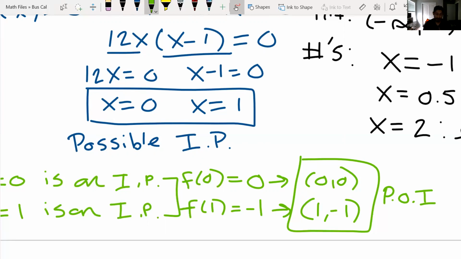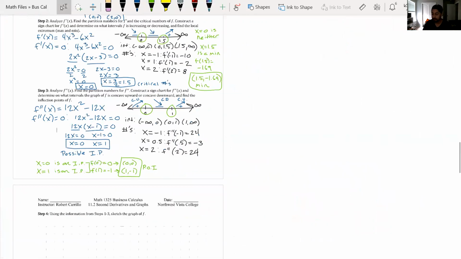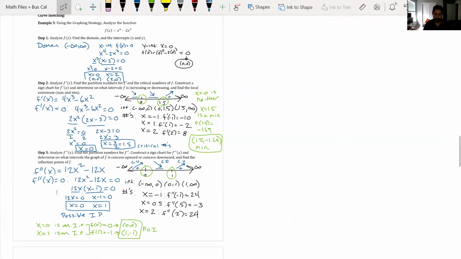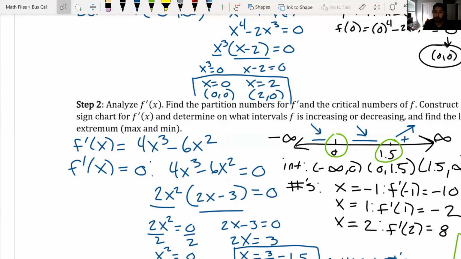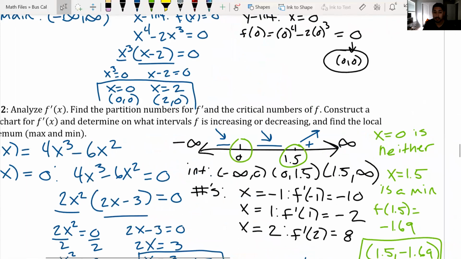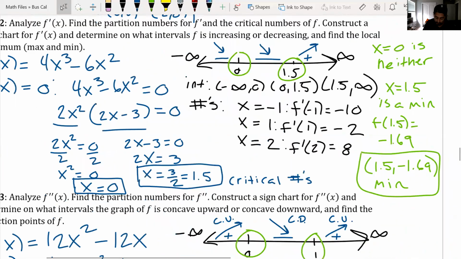All right, we have everything we need to now graph. Okay, so we have X-intercepts, we have Y-intercepts, I have my minimum, I have my points of inflection. Let's use all that information to graph. So let's first start with the X-intercepts and Y-intercepts. So X-intercepts are 0, 0, 2, 0, and Y-intercept is 0, 0. So that's what we'll plot first.